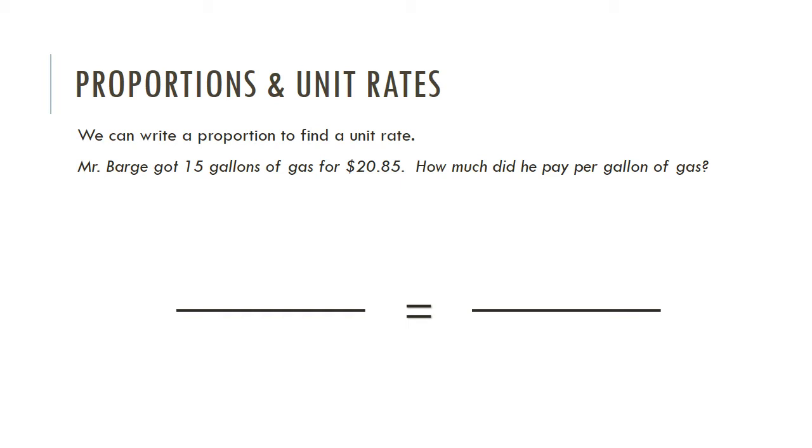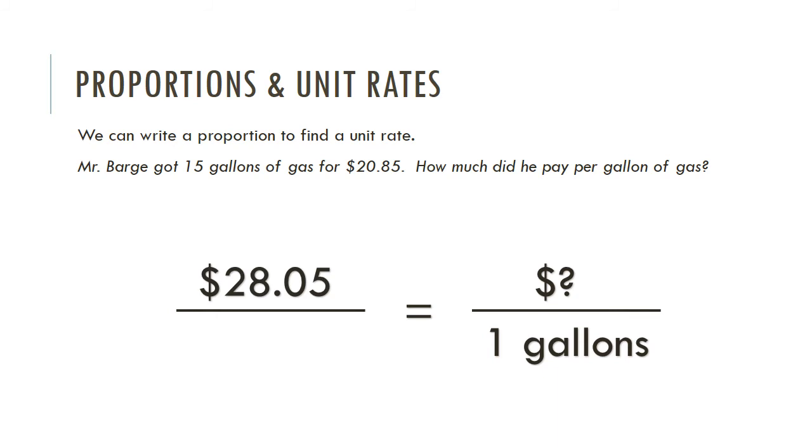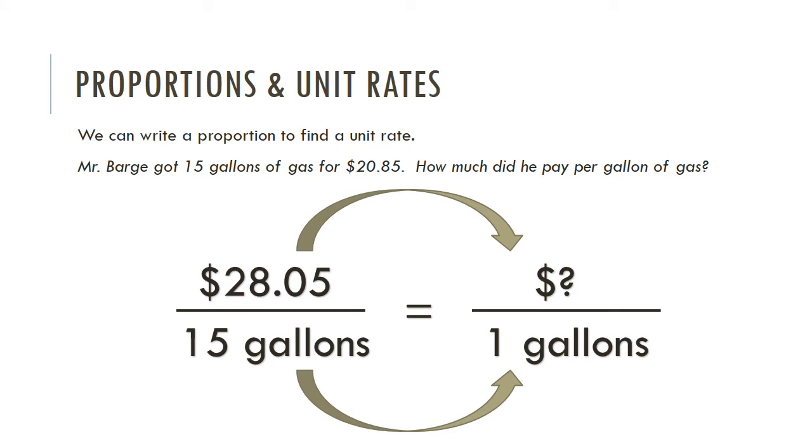We're going to determine what we want to figure out. In this problem, we want to figure out how many dollars per 1 gallon. So we want how much did he pay? Pay is in dollars per 1 gallon, so for every 1 gallon. The information we know is that I spent $28.05 for 15 gallons. Remember, units match: on the top here is dollars and on the bottom here is gallons. Okay? Draw the arrows from what we know to what we want to know.